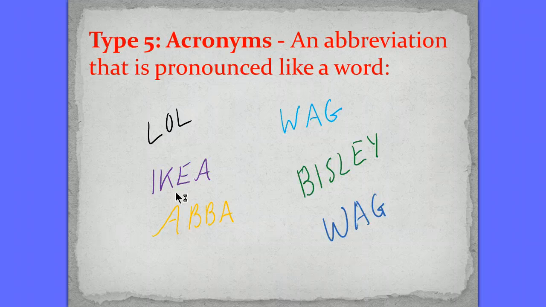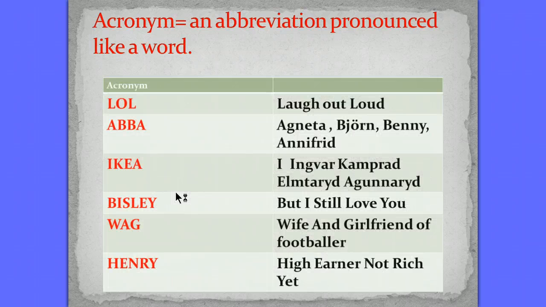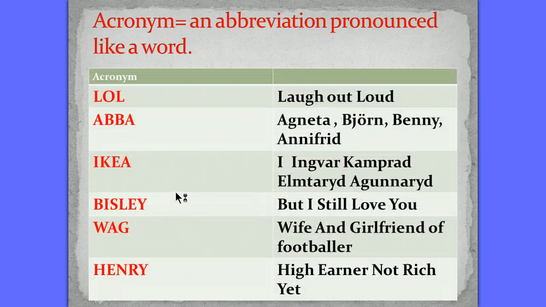Type 5, acronyms. An acronym is an abbreviation that is pronounced like a word. LOL, IKEA, ABBA, WAG, BIBY. Do you recognize any of these words? Do you know what they mean or what they stand for? Abbreviations pronounced like words. LOL stands for laugh out loud.